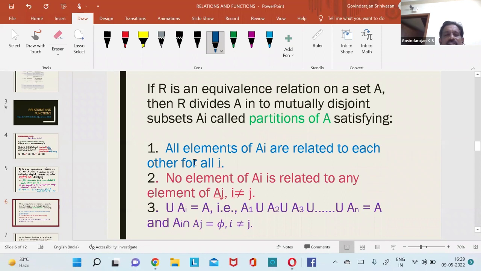That's what we have discussed. These are the 3 points that must be satisfied. When all the 3 points are satisfied, we can say that A1, A2, etc. up to An are called equivalence classes.